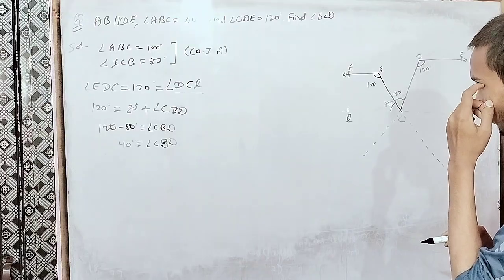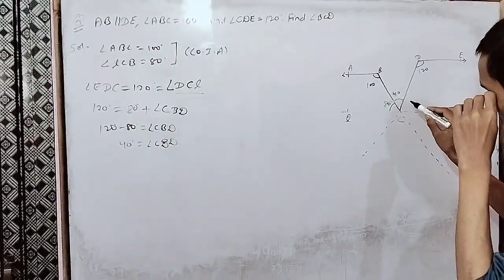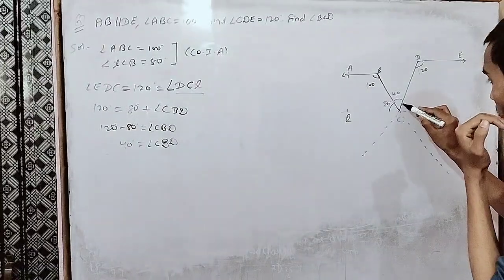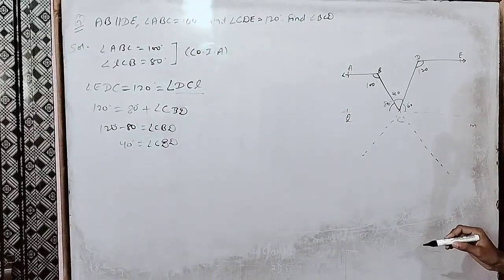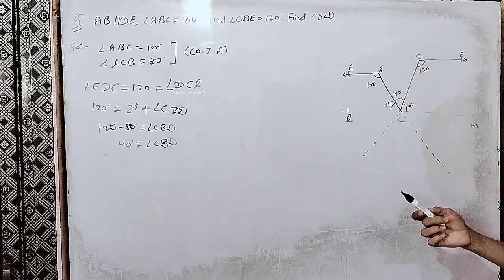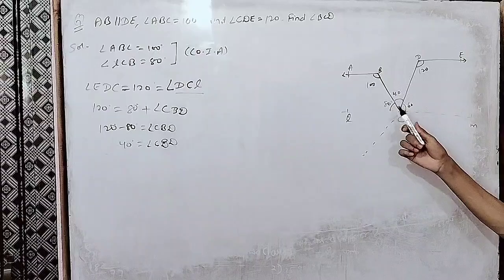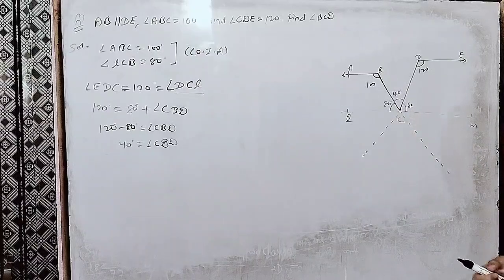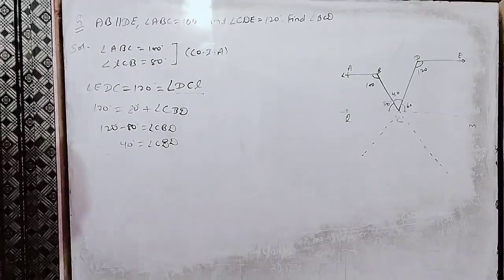Clear? If this is 120, it would be how much? 60. Now LMN: the sum of these angles should be 180 degrees. To check, if the sum of these angles is 180 degree, then we can say our value of this angle is correct. 80, 40, 60 makes 180. Okay.